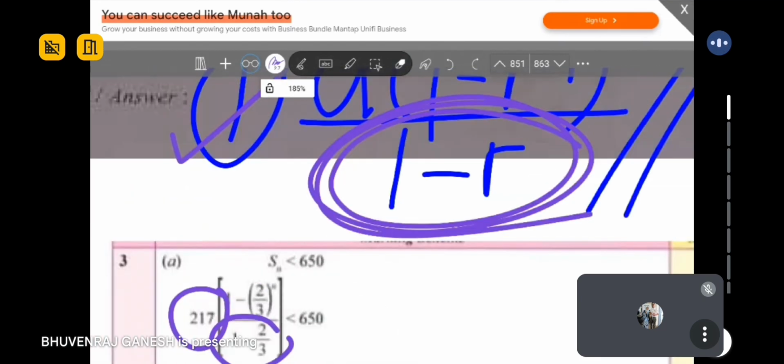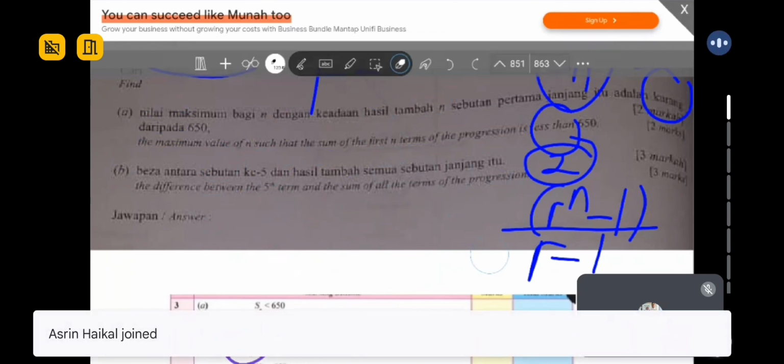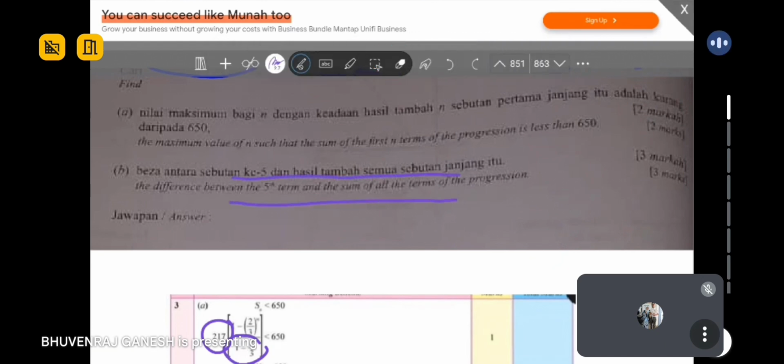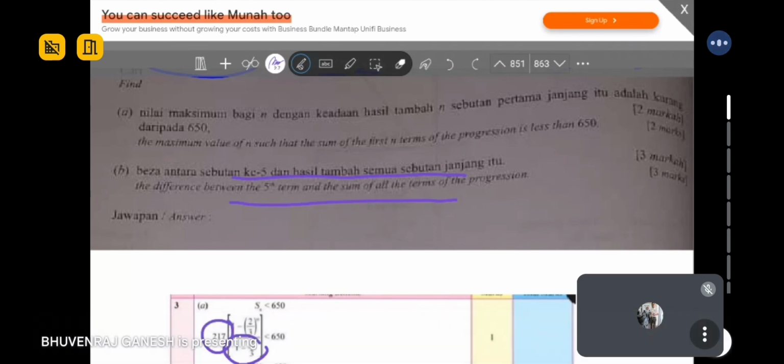Okay, so question B, they ask you the difference. Okay, wait. Okay, Faris, nak tengok jawapan kamu. Apa ungkapan yang kamu boleh tulis bagi saya soalan ni? Beza antara sebutan kelima dan hasil tambah semua sebutan. Tulis yang ungkapan tu saja dalam bentuk simbol. The rest also can try. What will be your expression? Okay, sum of all term and yes. Okay, you should have S15. Hey, wait, let me check and see. Hey, guys, careful, they say sum of all the terms, you know.